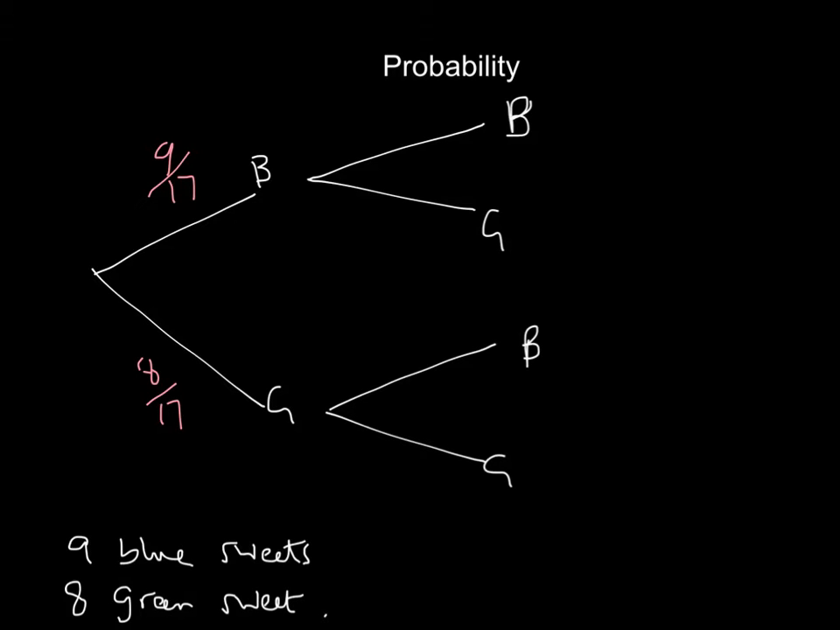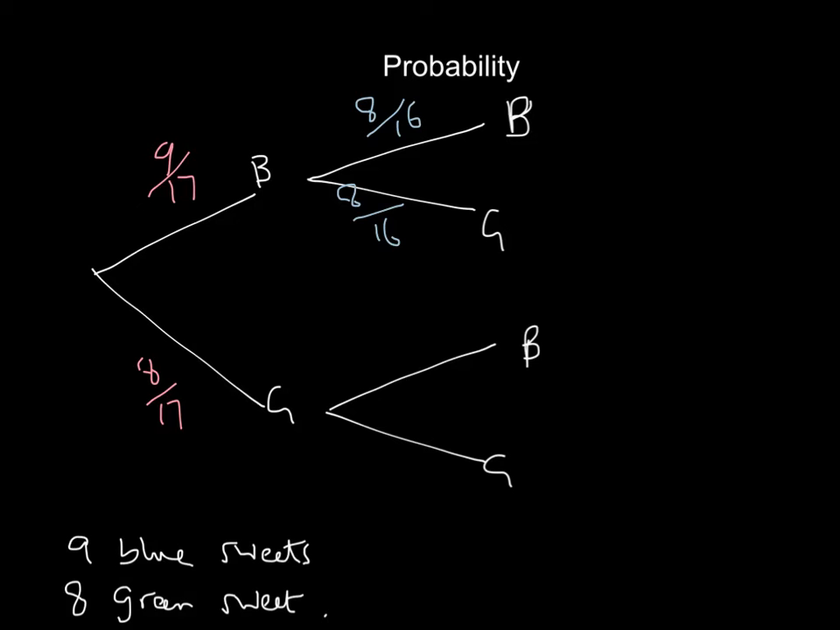Now, if I've eaten a blue sweet, then if I take another blue sweet, I don't have 9 anymore, I only have 8. And I don't have 17 sweets, I've only got 16. Green sweets, well, if I had a blue, then the greens are all there, but it's still only out of 16, but I will have the 8 that I started with.